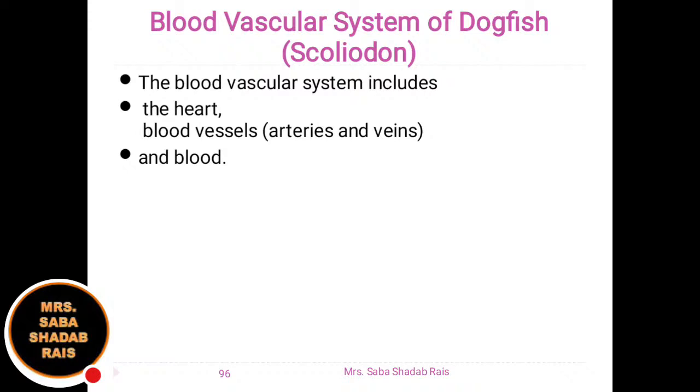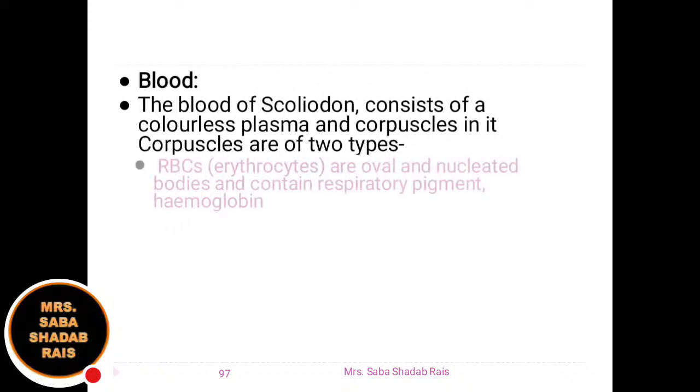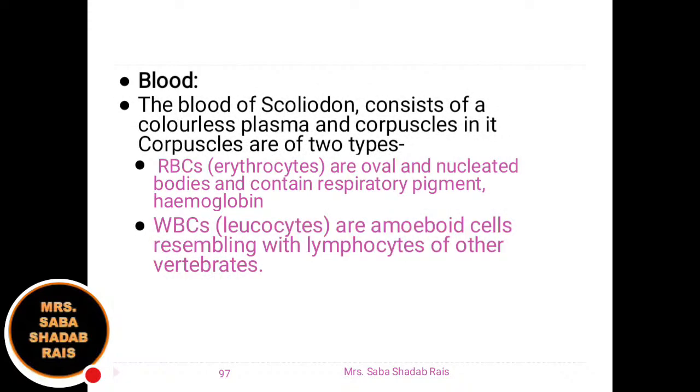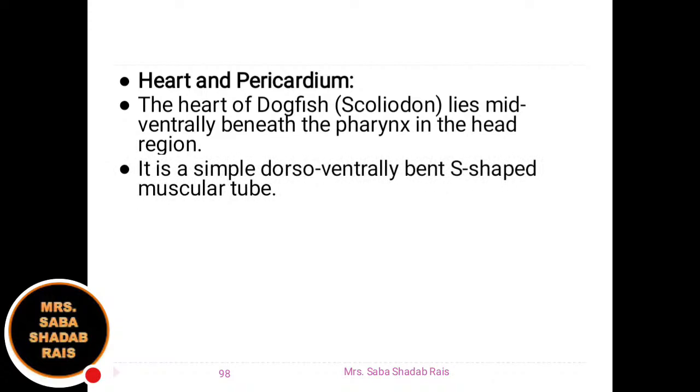The circulatory system of the shark comprises the heart, blood vessels, arteries, veins, and the blood. Blood is colorless and has two types of cells, RBC and WBC. The heart is enclosed in the pericardial cavity, and it is present in the head region beneath the pharynx. It is a dorsoventrally bent S-shaped muscular tube.